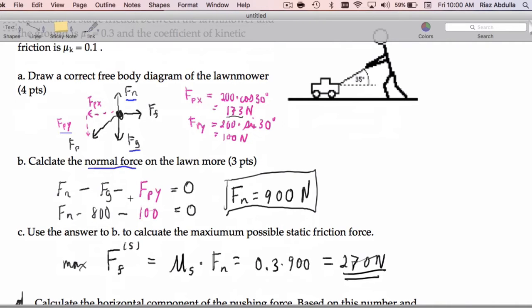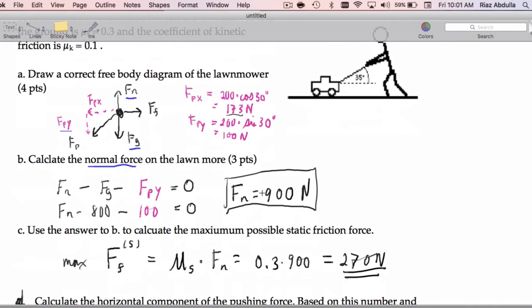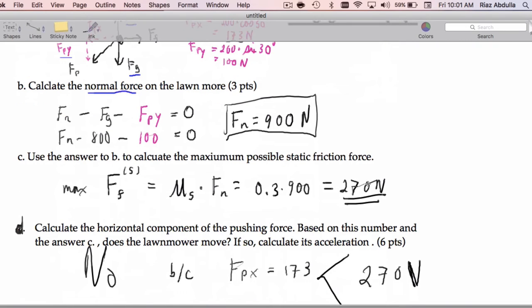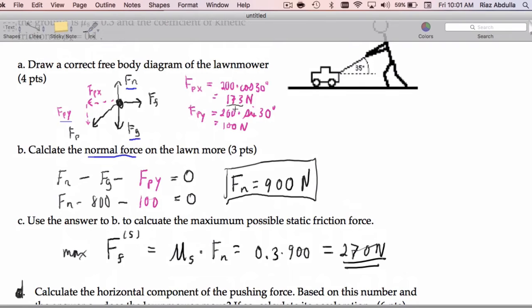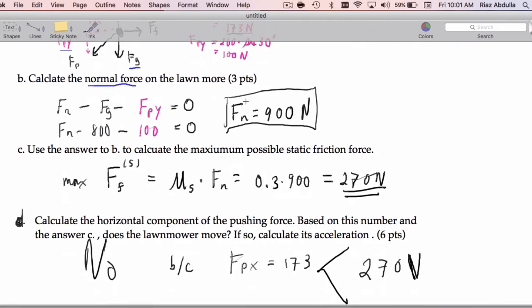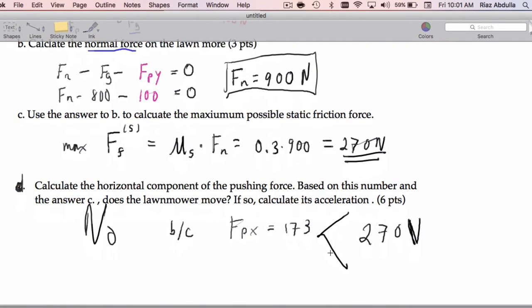When I combine those, I get a total normal force of 900 newtons. Now, to get the maximum possible static friction force, that's mu times the normal force, which is 270 newtons. To determine whether it moves, we calculate the x component of the applied force as 173 newtons. So 173 is less than 270, so the answer is no, it does not move.